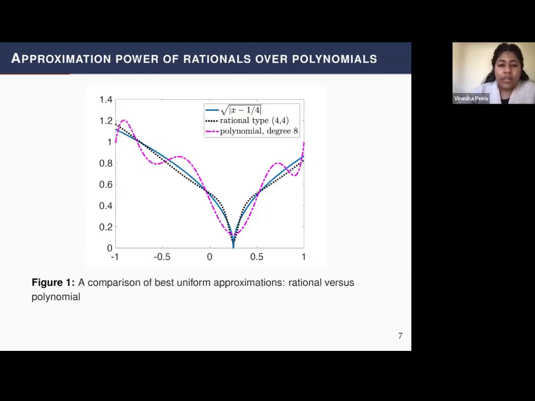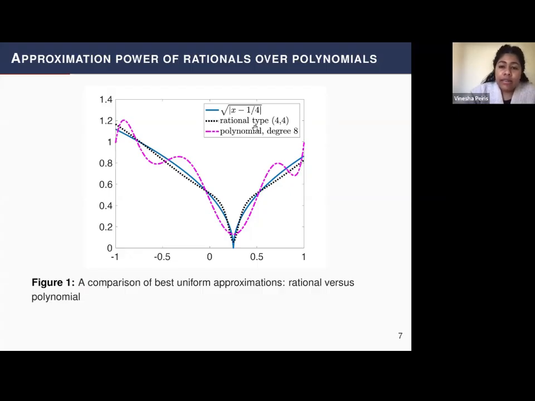Now, if you're wondering how powerful rational approximation is, here is an example. The blue line is my original function, the square root of the absolute value of x minus 0.25. It's a nonlinear, non-Lipschitz function, very hard to approximate, and we have this very sharp, abrupt change at 0.25. The pink line is a polynomial approximation of degree 8, so we have 9 parameters in total, the coefficients of the polynomial of degree 8.